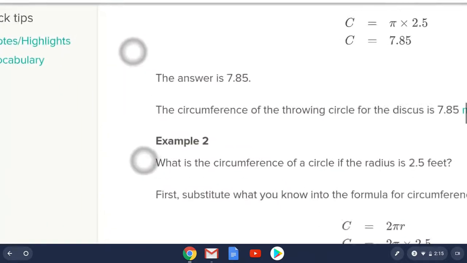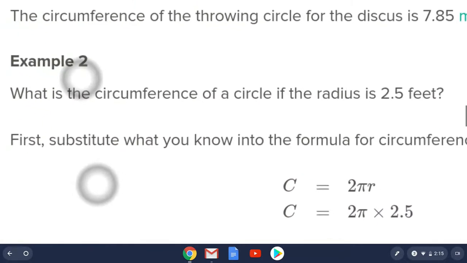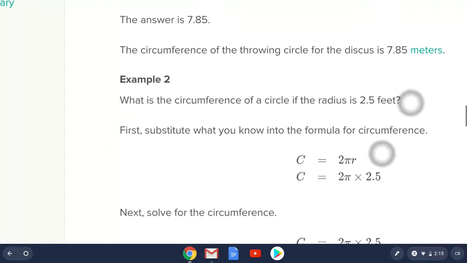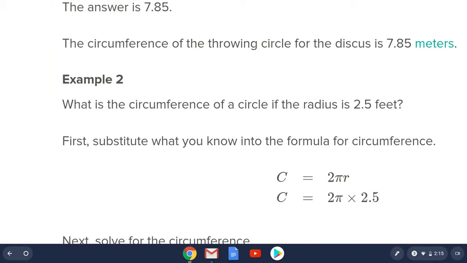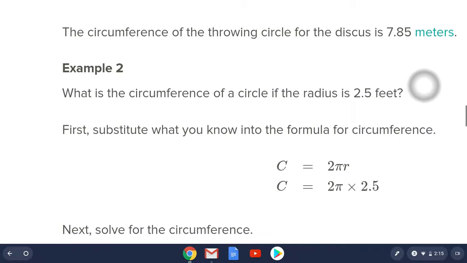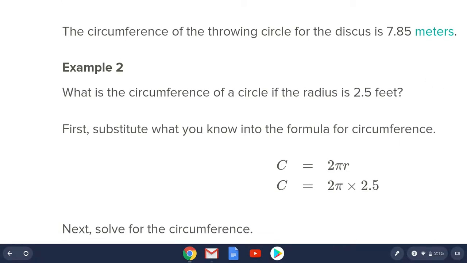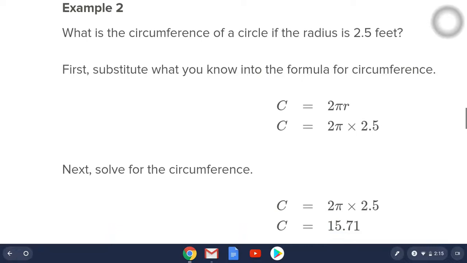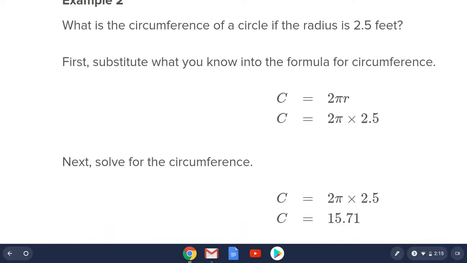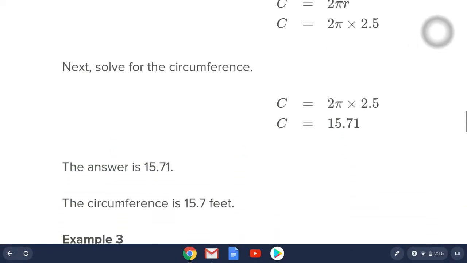So example 2, let's figure this out. Circumference equals 2 times pi times r. We know that. What is the circumference of a circle with a radius of 2.5 feet? Right? So we know the radius. So 2 times pi times r. So it is 2 times pi times 2.5. Pause the video, use your calculator, and figure that out. 2 times 3.14 times 2.5. It is 15.71.